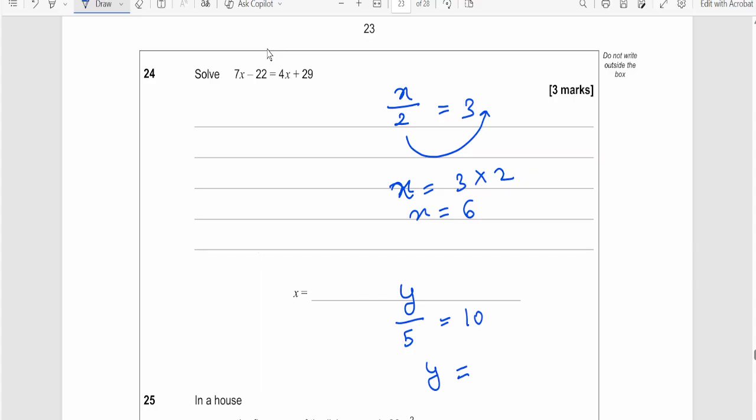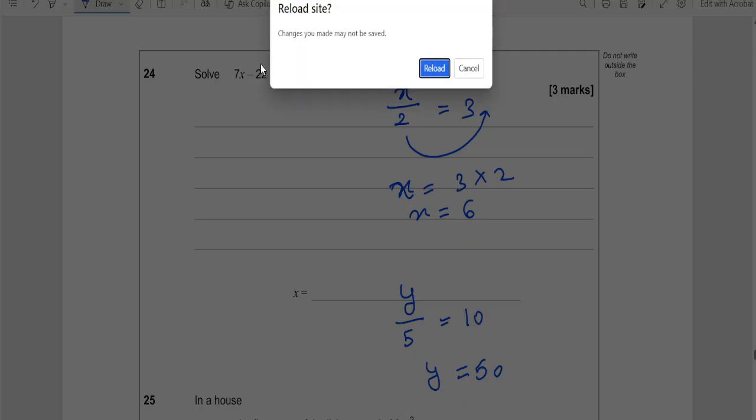Because if you do 10... wait, no, no, no. It's 50. Yeah? Is it 50? Yes, it is 50. Good.